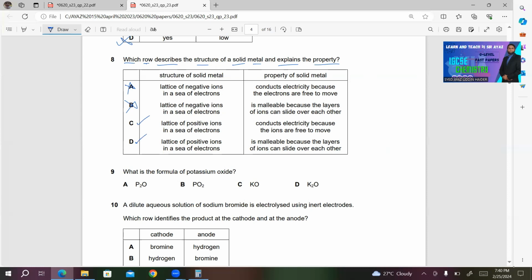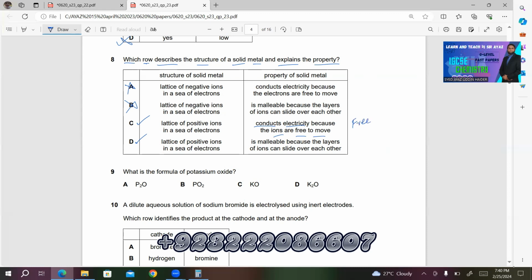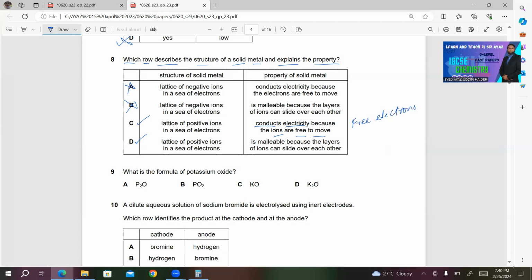I am reading the property of solid metals. In choice C, they are saying conducts electricity because the ions are free to move. No, it's due to free electrons, not free ions. So C is incorrect. D will be the right answer in this case.